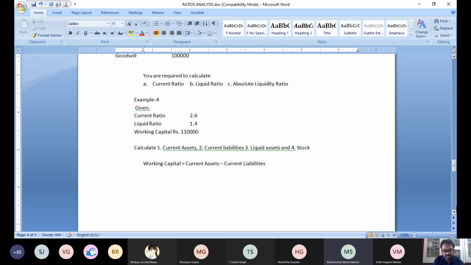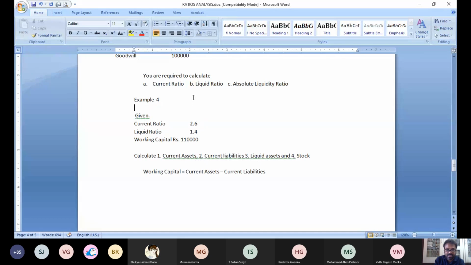This is the working capital. See here, first I will read the formula. Please listen. Given information: current ratio 2.6, liquid ratio 1.4, working capital 1,10,000. On these three pieces of information, you are required to calculate current assets, current liabilities, liquid assets and stock.